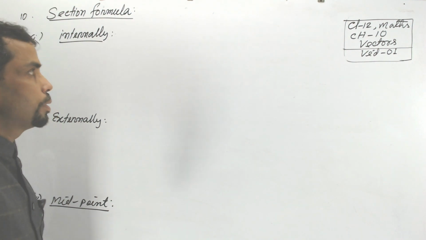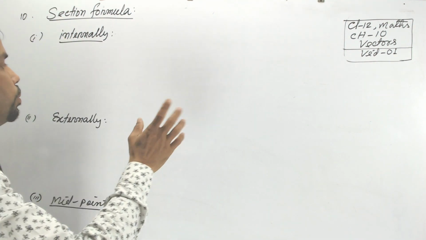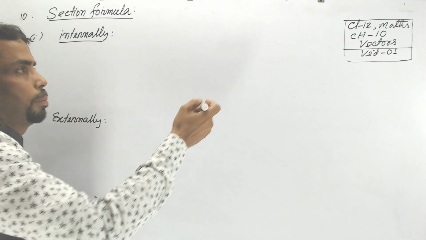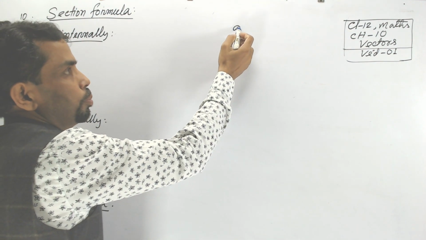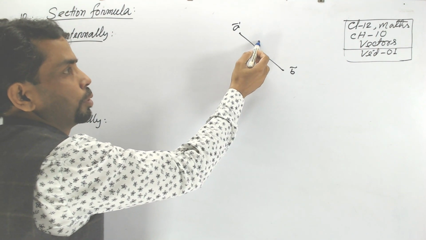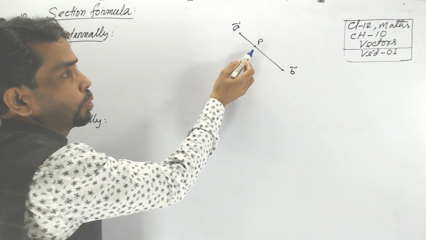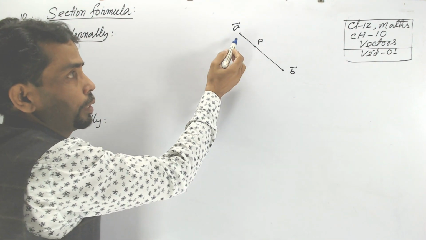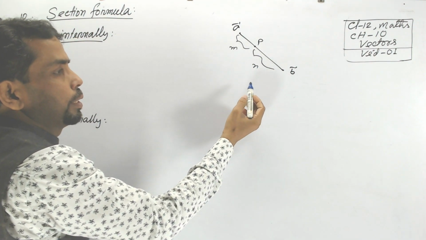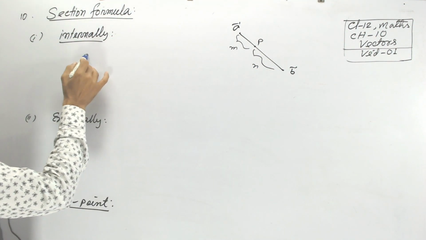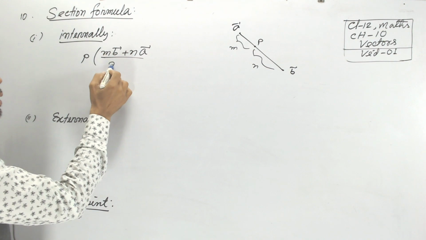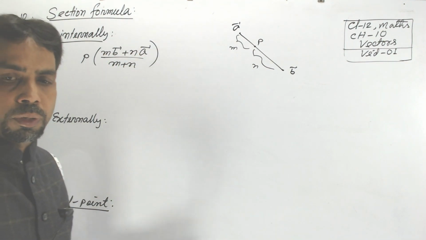The next topic is section formula. In section formula we have three parts: internally, externally and midpoint. The geometrical meaning I am explaining first. If one point has position vector A, another point has position vector B, and you want to find a point in between, say point P, on the line joining points A and B in the ratio m is to n, with this side m and this side n, then how will we find this point P? Point P will be given by (m b plus n a) divided by (m plus n). A similar formula you got in coordinate geometry also.